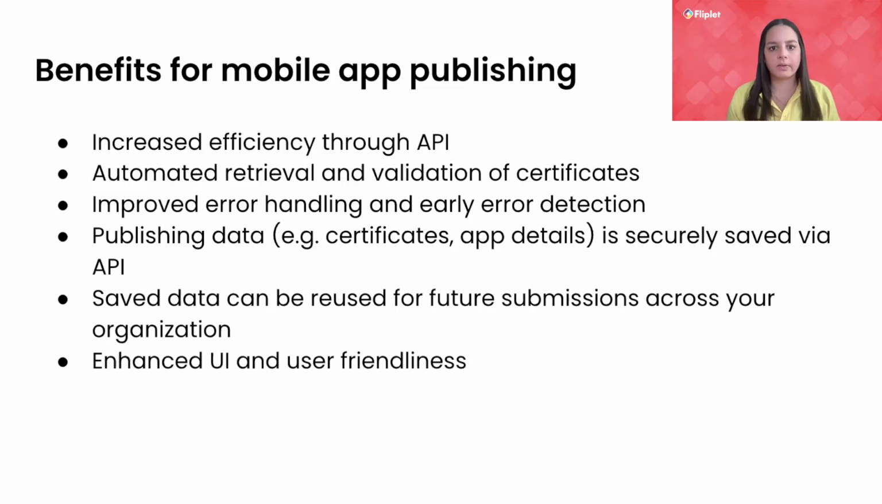Additionally, we're improving the way that the data is handled once you start publishing. Things like certificates, bundled information, app details are now securely saved to your organization's profile through that API. This means that once you've published an app once, it can then be reused for additional publishing of that app. It can also be reused for other apps within your organization using the same developer account. So all that information will be stored, streamlining repeat submissions and saving the time moving forward.